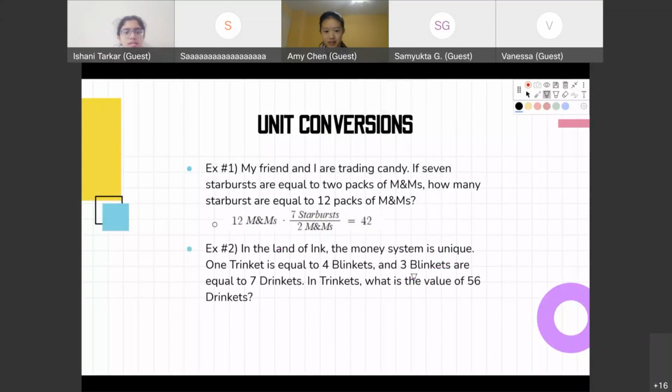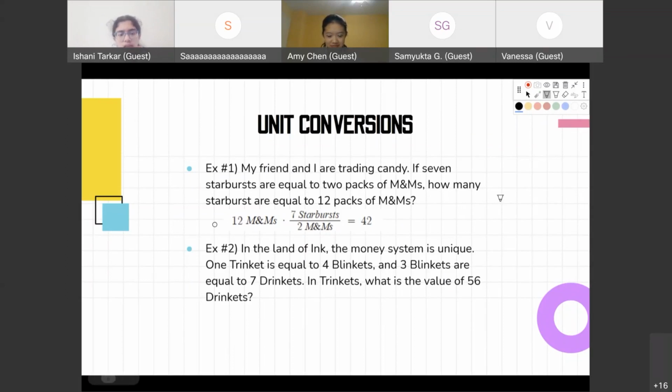In the land of Ink, the money system is unique. One trinket is equal to 4 blankets, and 3 blankets are equal to 7 trinkets. In trinkets, what is the value of 56 trinkets? So we want to find trinkets in terms of trinkets, because you're given trinkets and you want to find how many trinkets that is.